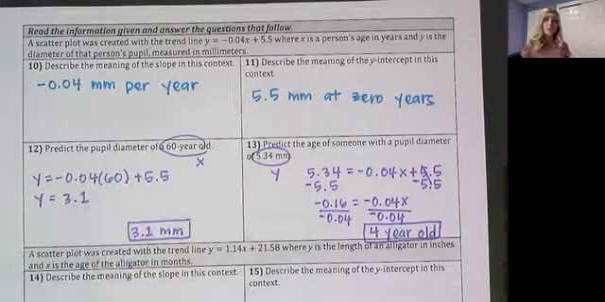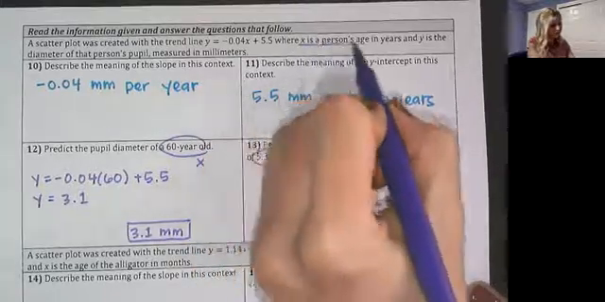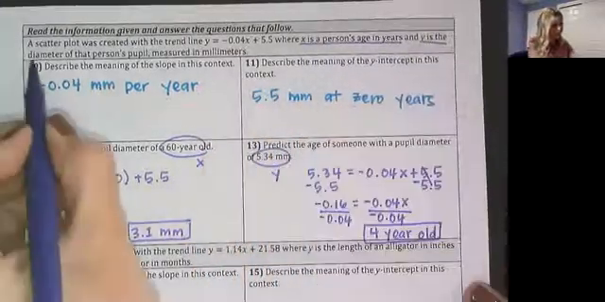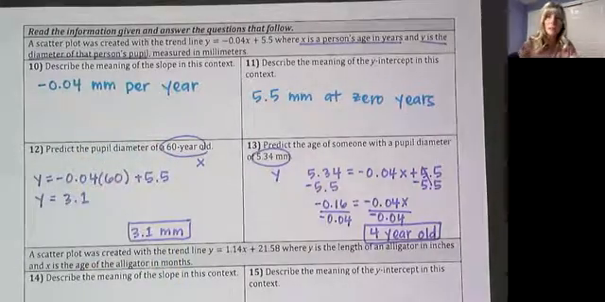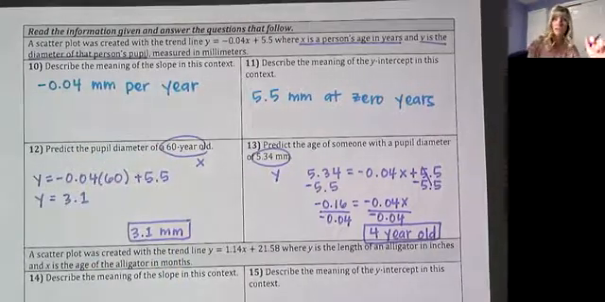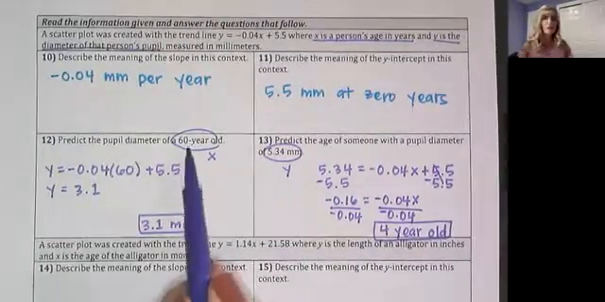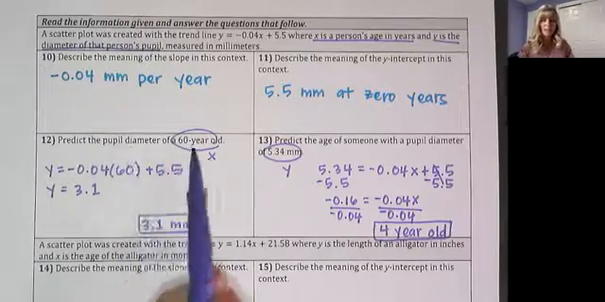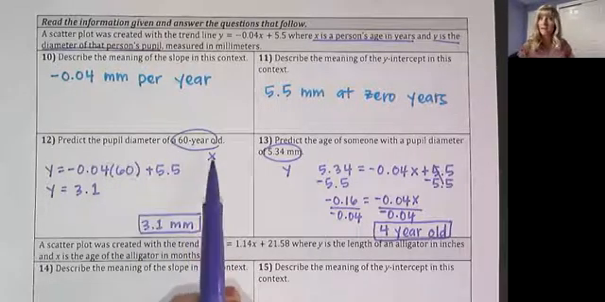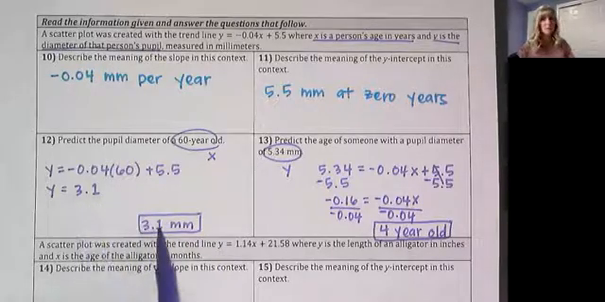So number 12, please notice what they say up here is really, really important. X is a person's age in years, and Y is the diameter of that person's pupil measured in millimeters. That's how I know how to do these Y per X and the Y at 0X. And that's also really important to help me know where I plug these values in. Predict the pupil diameter of a 60-year-old. That's age, that's X. So I plug it in and just evaluate, 3.1 millimeters.